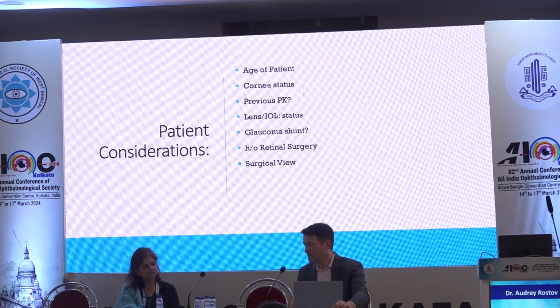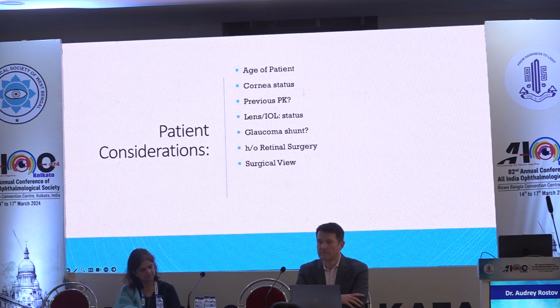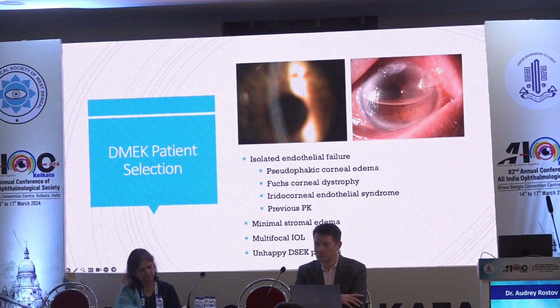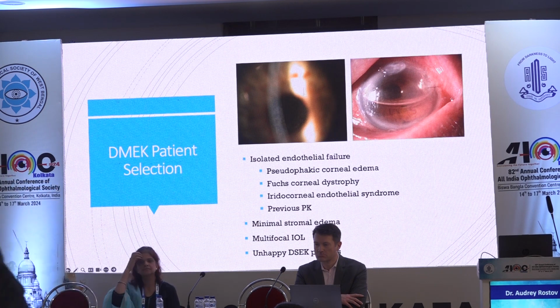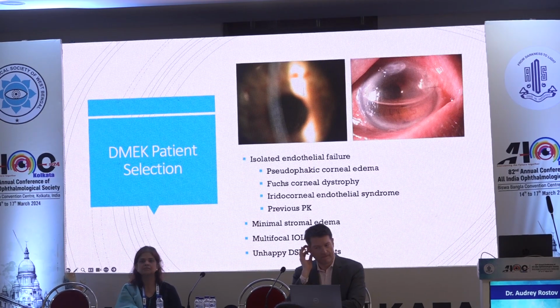What is their corneal status? Do they have previous corneal surgery, such as a PK, a glaucoma shunt perhaps, and of course the surgical view? For DMEK, cases of isolated endothelial cell failure, pseudophakic corneal edema, Fuchs, ICE, or previous PK, that tends to be my go-to. I tend to do DMEK in all of these situations.